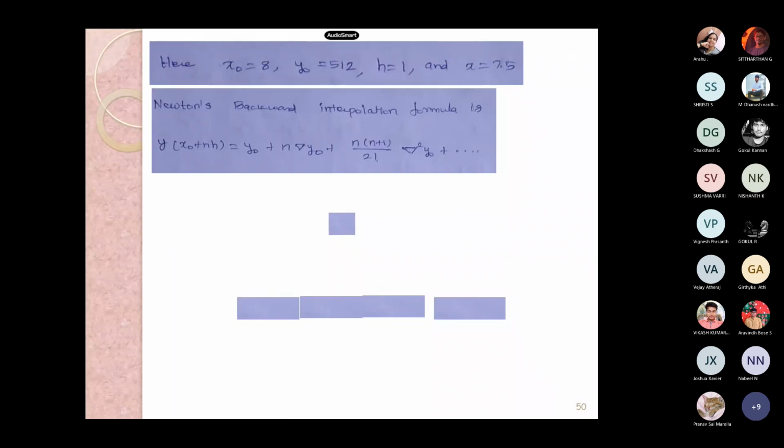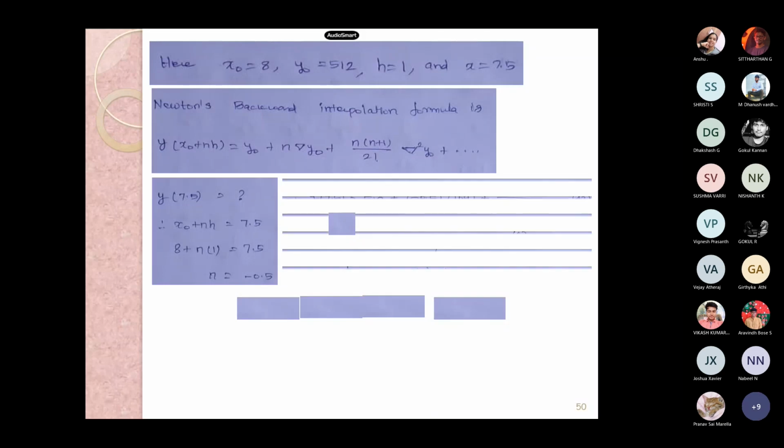Newton's backward interpolation formula: y of x naught plus nh is equal to y naught plus n del y naught plus n into n plus 1 divided by 2 factorial into the second difference of y naught, and so on. Our focus is to find the value of y of 7.5. So x naught plus n into h is equal to 7.5. We apply the values of x naught and h. Therefore, n is equal to minus 0.5.